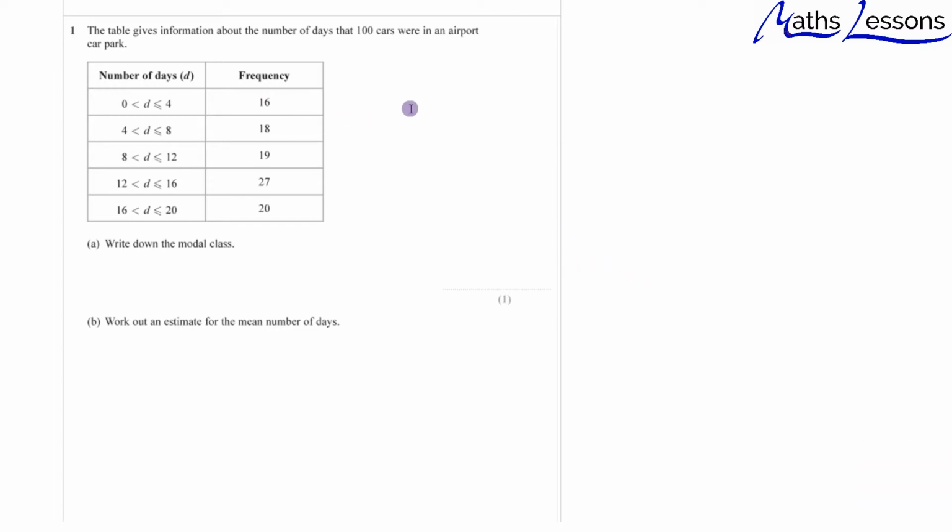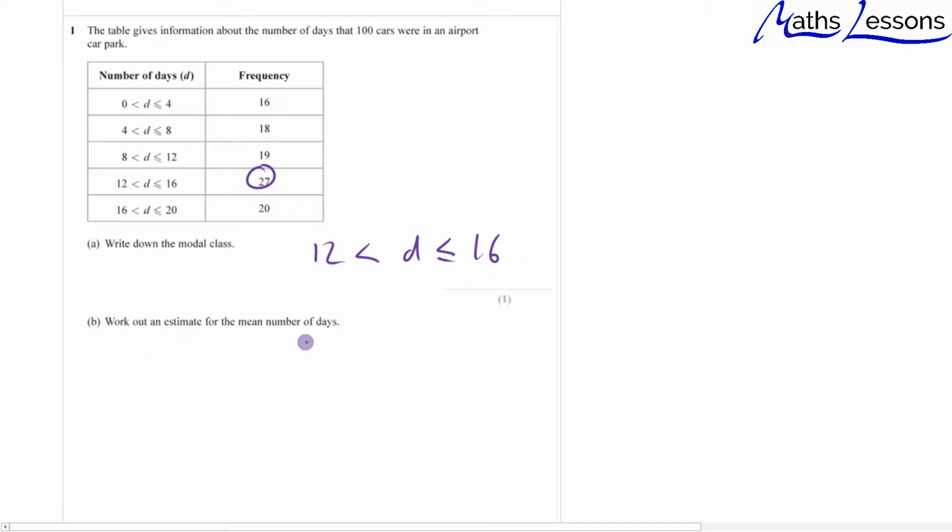Okay, so let's have a look at this. We've got a table that gives information about the number of days 100 cars are in the airport. Write down the modal class. That's the one where you have the biggest frequency, the one that happens most often. So we go for our frequencies and we see here we've got a frequency of 27. So that's the class 12 is less than or equal to 15. So that's how you do the modal class.